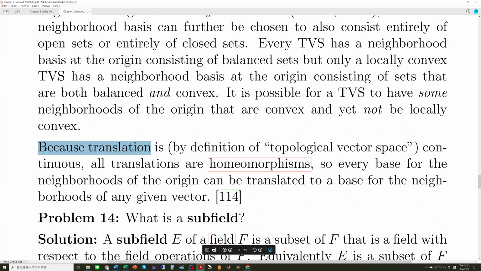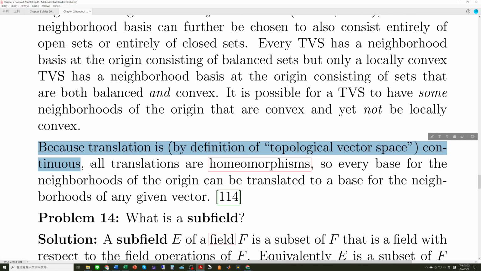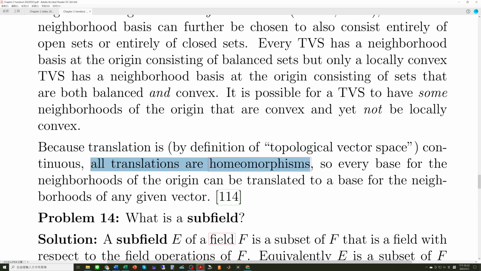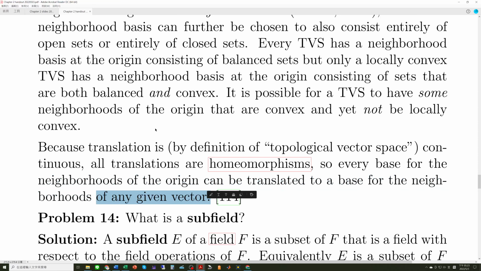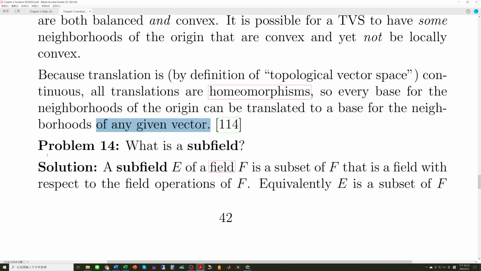Because translation is, by definition of topological vector space, continuous, all translations are homeomorphisms. We will introduce what homeomorphisms are later. So every base for the neighborhoods of the origin can be translated to a base for the neighborhoods of any given vector.